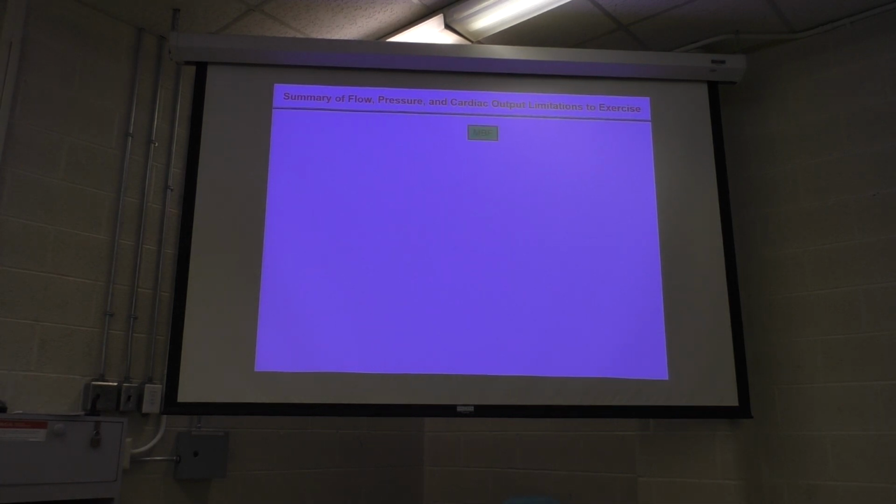So a summary of the flow, pressure, and cardiac output limitations to exercise is a summary of the slides we just looked at. So what determines muscle blood flow, vascular conductance, and mean arterial pressure? We've got outflow and inflow through most of this slide, referring back to those models again. If you don't understand the models, for God's sake, come see me or Dennis. You need to understand the models. If you don't understand the models, you're really hooped. And if you do understand them, it's going to make all of this much, much, much easier.